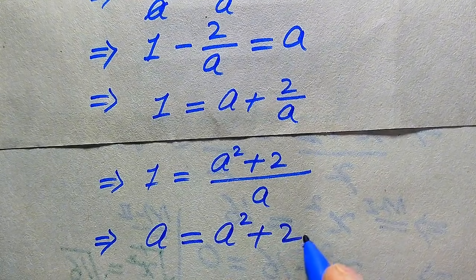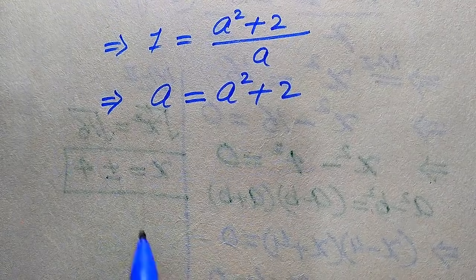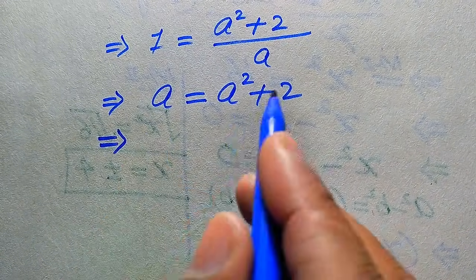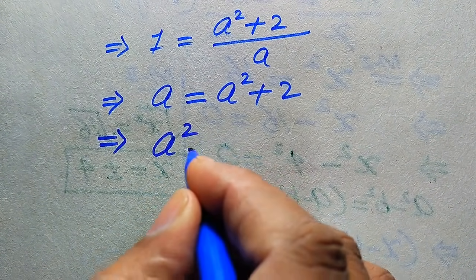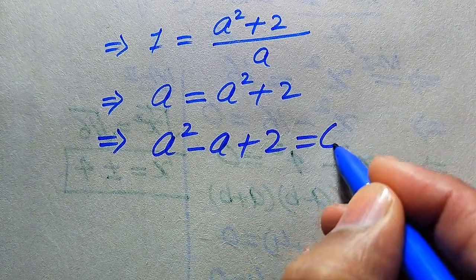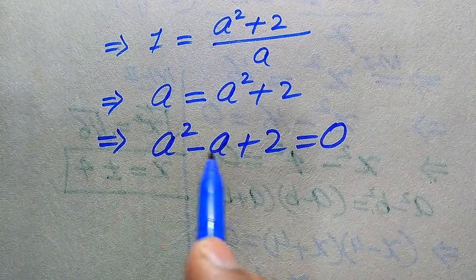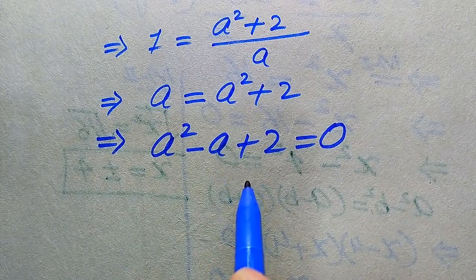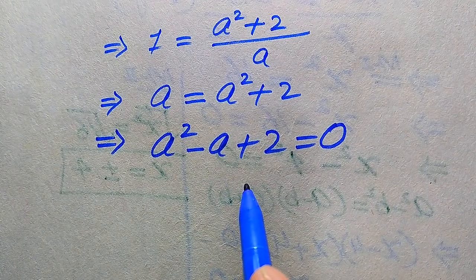So we get a square plus 2. And in the next step we rearrange the terms, and we move this a to the right hand side, and it will be written as a square minus a plus 2 is equal to 0. This is positive a; when we move it to the right hand side, it becomes negative a. So this is the quadratic equation in the standard form.